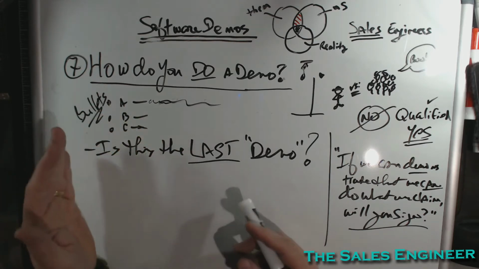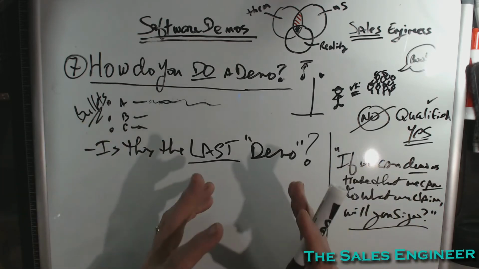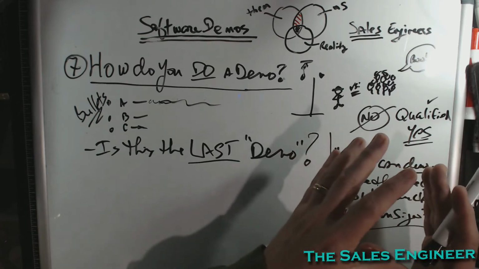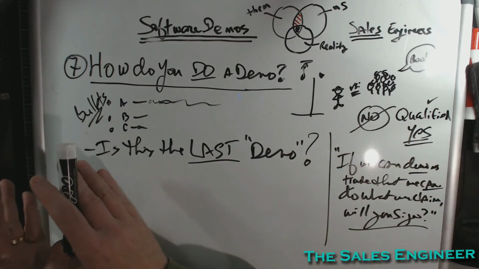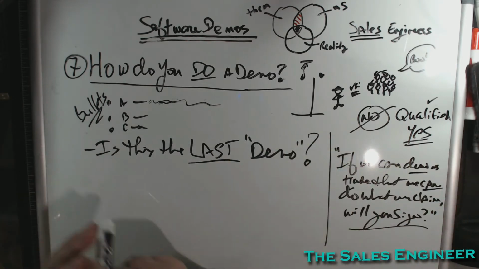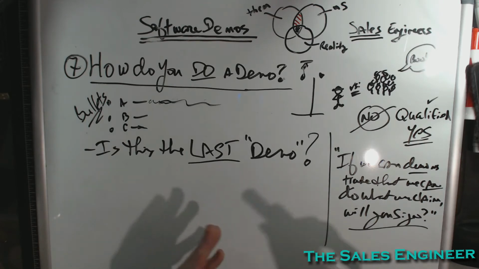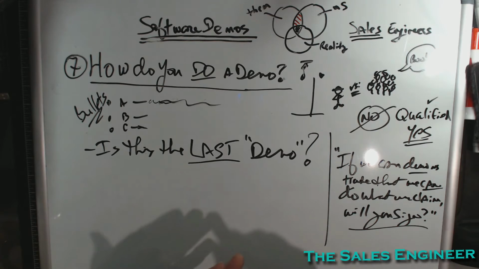I never let scope creep muddy where we are in the sales process, because even though I'm almost at the end, they can drag me all the way to the back by changing the scope. Just be careful. Is this the last demo? Don't cram it in.